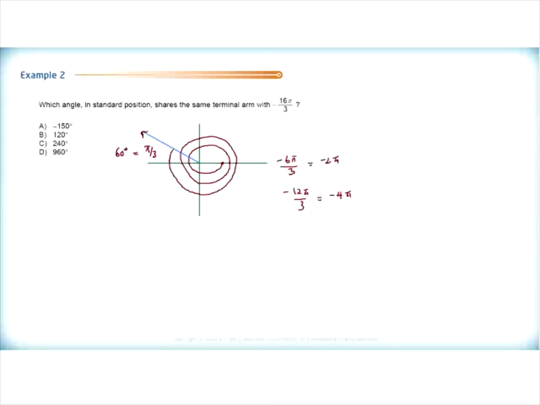So, is negative 150 coterminal with that? No. Negative 150 will be located somewhere in this quadrant, rotating in the negative direction. Positive 120. If I were to rotate positive 120 degrees, I would get the exact same terminal arm. So positive 120 is coterminal with negative 16 pi over 3.